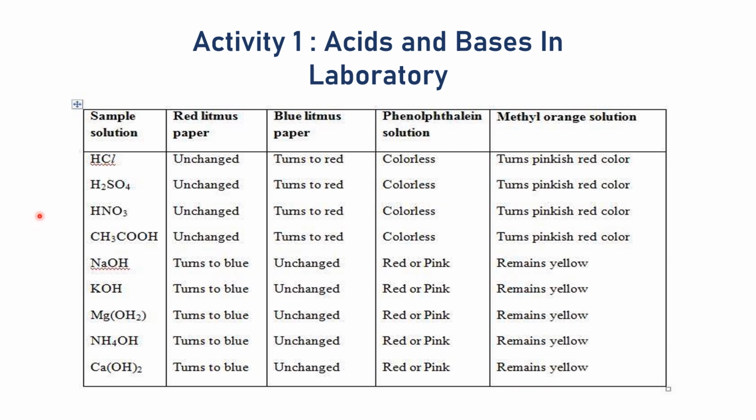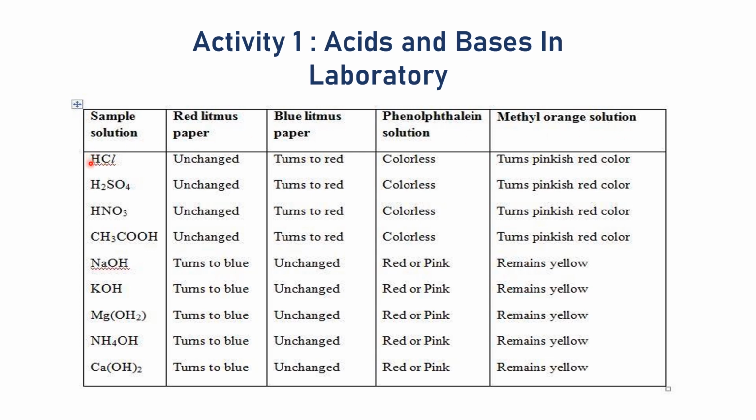Now let's do an activity. This activity is given in your book, acid base, and it should be performed in the laboratory, right? We have so many acids and bases, and we have to test all of them with the help of red litmus paper, blue litmus paper, phenolphthalein solution, and methyl orange solution, right? Because these are all available in school laboratories. That is why this activity is given, right?